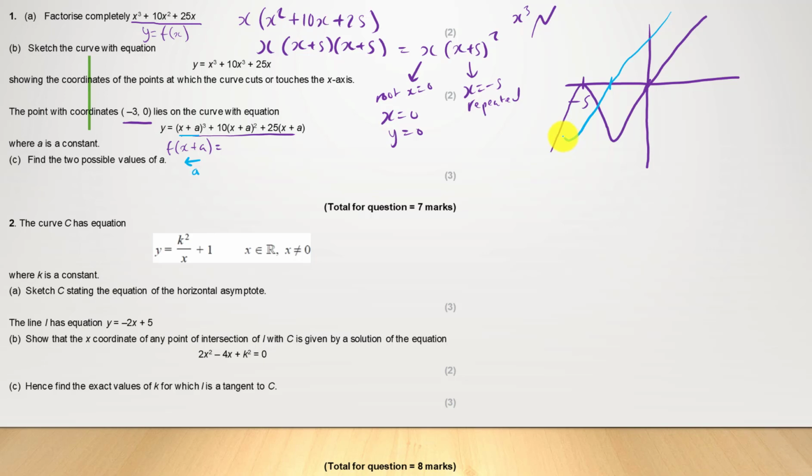So I imagine it could be something like that. That's minus 3. So what could a be? Well, if you're going 0 to 3 here, this is going here to here. That's going left 3. So a can be 3.